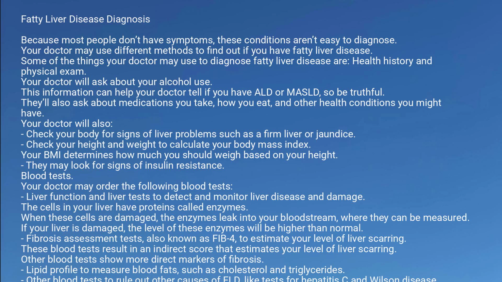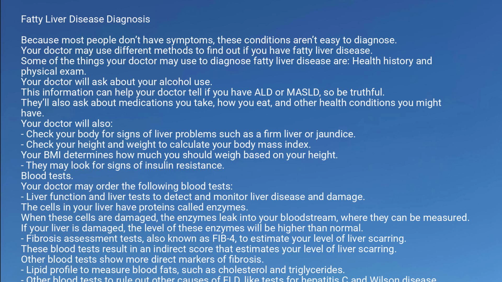Fatty liver disease diagnosis. Because most people don't have symptoms, these conditions aren't easy to diagnose. Your doctor may use different methods to find out if you have fatty liver disease. Some of the things your doctor may use to diagnose fatty liver disease are health history and physical exam. Your doctor will ask about your alcohol use. This information can help your doctor tell if you have ALD or MASLD, so be truthful. They'll also ask about medications you take, how you eat, and other health conditions you might have. Your doctor will also check your body for signs of liver problems such as a firm liver or jaundice.